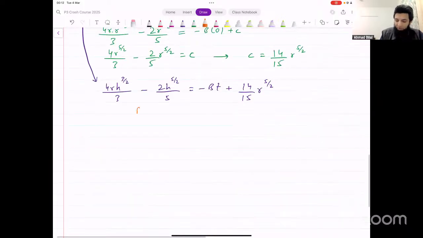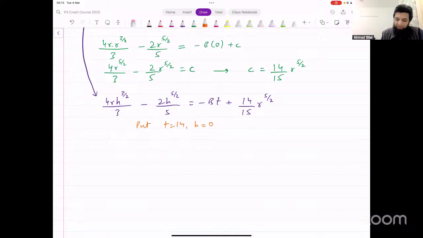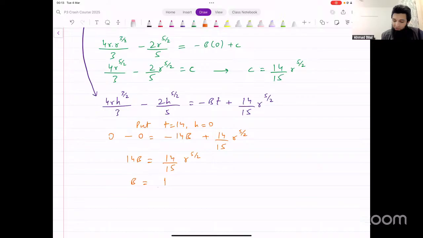So now we input t = 14 and h = 0. When h becomes 0, on the left side, this term becomes 0. The second term also becomes 0. On the right side, we have minus 14 times b plus 14 over 15 r raised to the power 5 over 2. Now, what's the value of b that we get from this? 14b equals 14 over 15 r raised to the power 5 over 2. b equals 1 over 15 r raised to the power 5 over 2.